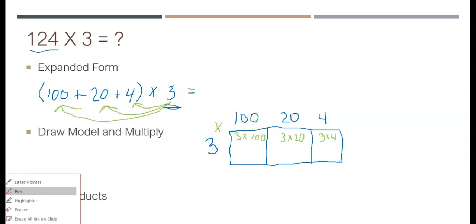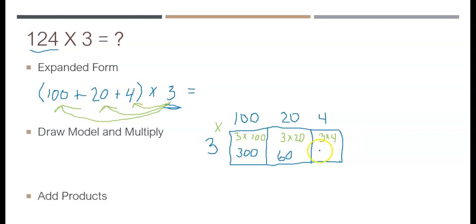Now we're going to multiply this out. So 3 times 100, remember 3 times 1 is 3. Add my 2 zeros to give me 300. 3 times 20, 3 times 2 is 6, and add a 0 to give me 60. And then 3 times 4 is 12. Then I add those numbers up when I add my products.